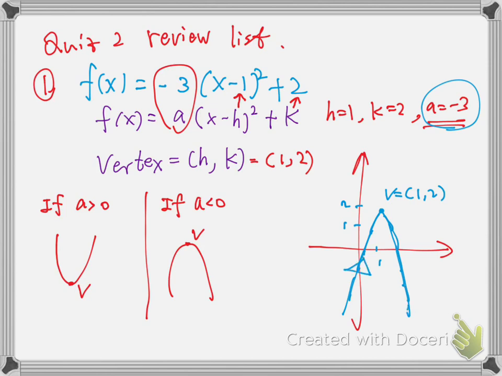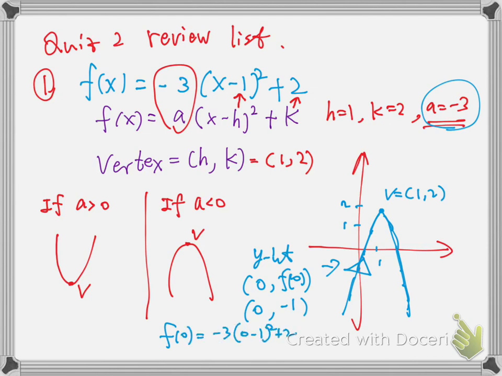And sometimes we also label the y-intercept, right? The y-intercept of this example is (0, f of 0). You plug in 0, then we got -1. So f of 0 is -3 times (0 minus 1) squared plus 2. So this is -3 plus 2, which is -1. Okay, that's our first example.